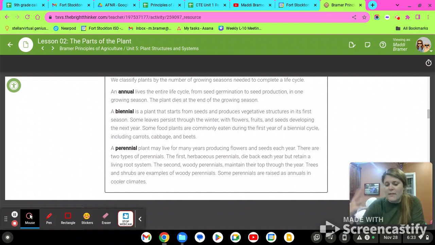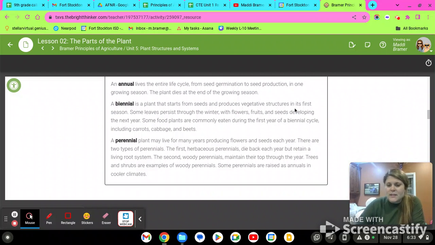Okay, those are going to thrive in the summer, and then when it gets cold, they're going to die. A biennial is a plant that starts from seeds and produces structures in the first season, and it's going to last over the winter, and then it'll come back the next year. So it may not bloom for 2 years.